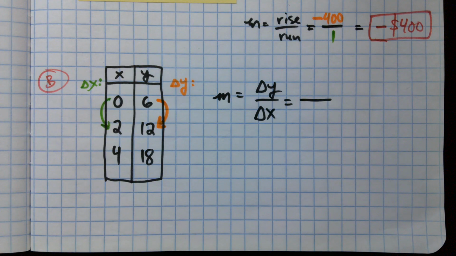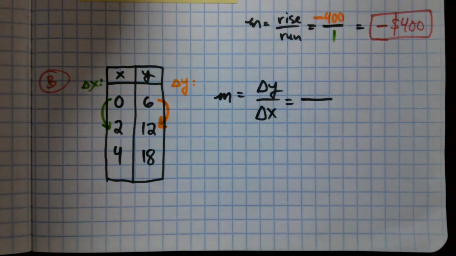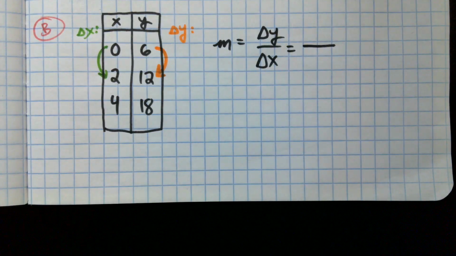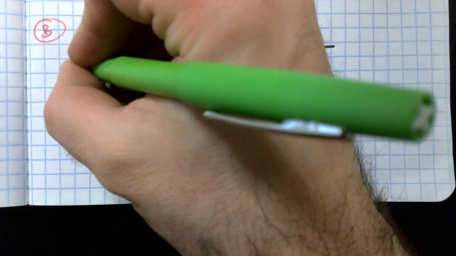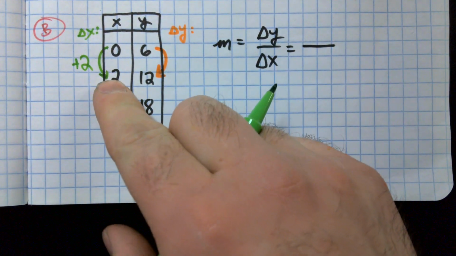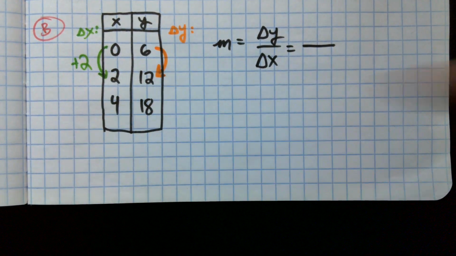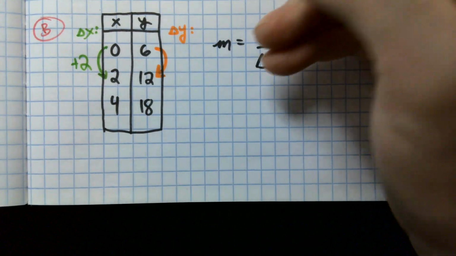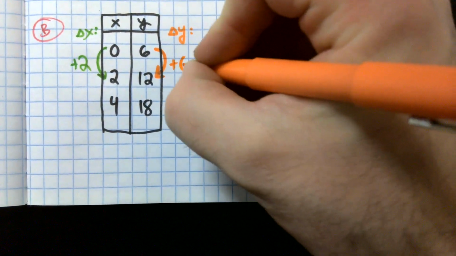You guys see that okay in the back? On the x side of things in lime green, how would I get from 0 to 2? What's that a change of? Alex? Plus 2. You guys agree with that? Yes. Okay. What about on my orange side? How would I get from 6 to 12? Plus 6. Jimmy, what am I adding? Plus 6. That's right, sir.